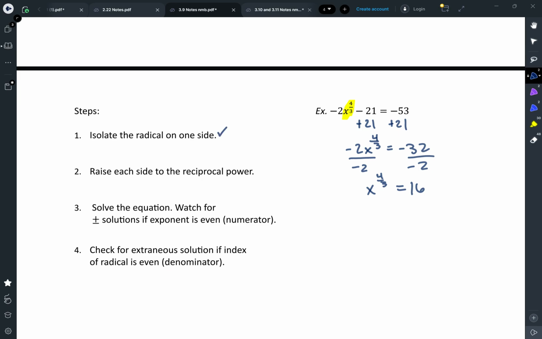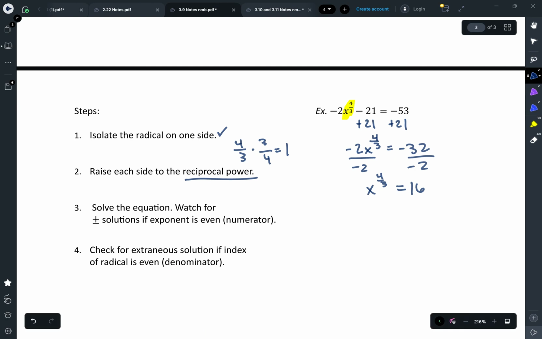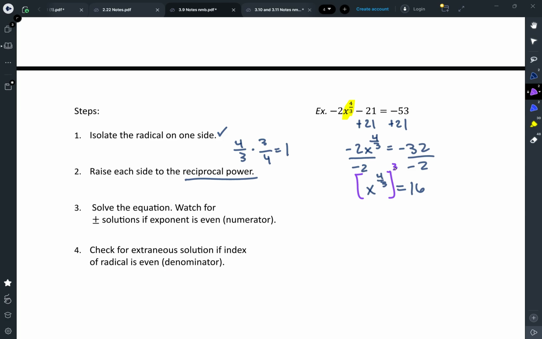Now we want to raise each side to the reciprocal power. The reason we want to use the reciprocal is right now I have 4/3. If I multiply that by the reciprocal, 3/4, I get 1. So remember, with exponents, when we raise it to a power, that's power to a power.